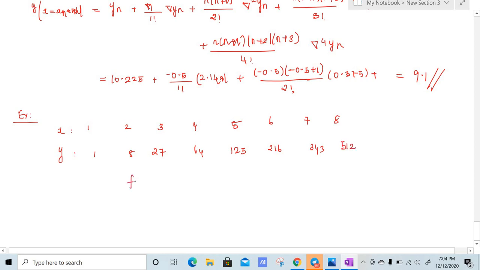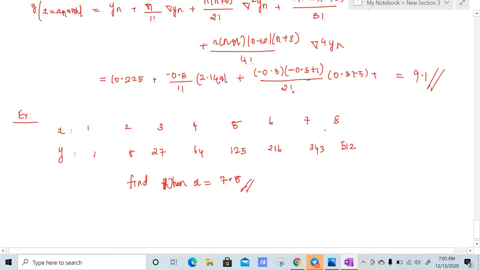Find y when x is equal to 7.5. Again, you can see from the table itself that they are given the cubes of the numbers: 1 cube is 1, 2 cube is 8, 3 cube 27, 4 cube 64, 5 cube 125, 6 cube is 216, 7 cube is 343, 8 cube is 512, right? When you look at the table, it is the cube of that number.